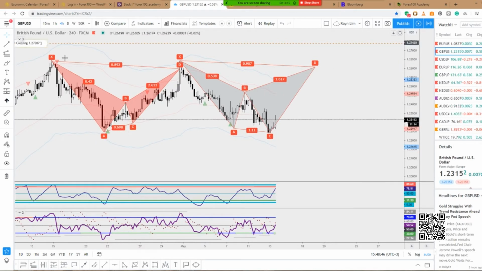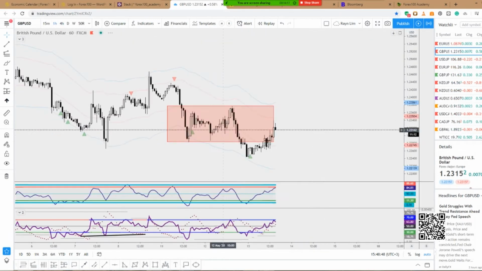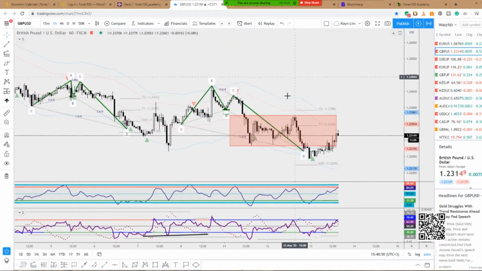Okay, so I'll just turn on the software when we go through an analysis. So on the 1-hour chart, this is what I'm looking at. Alright, so the crab pattern has been spotted. Let me just focus on this bearish movement first. Market came down, went up, came back down.